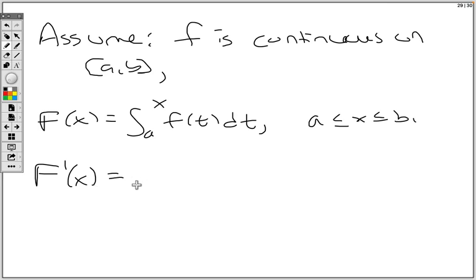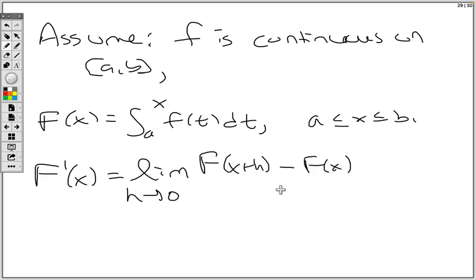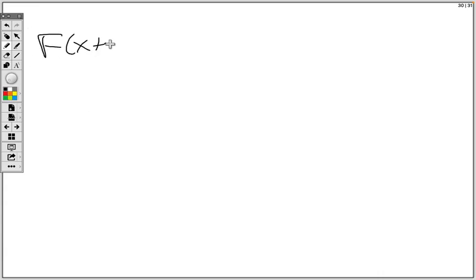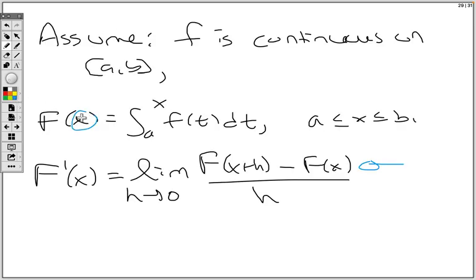So I want to calculate the derivative of capital F. And this goes back to the definition of derivative we had many weeks ago. Namely, the limit as h goes to 0 of capital F of x plus h minus capital F of x, divided by h. So now what we want to do is go in and look at the definition of capital F of x and simplify this numerator.